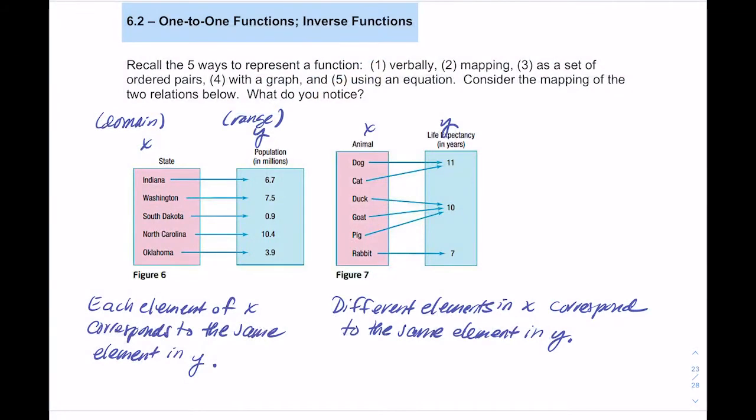Hi everyone, welcome to 6.2. We're going to talk about one-to-one functions and inverse functions.